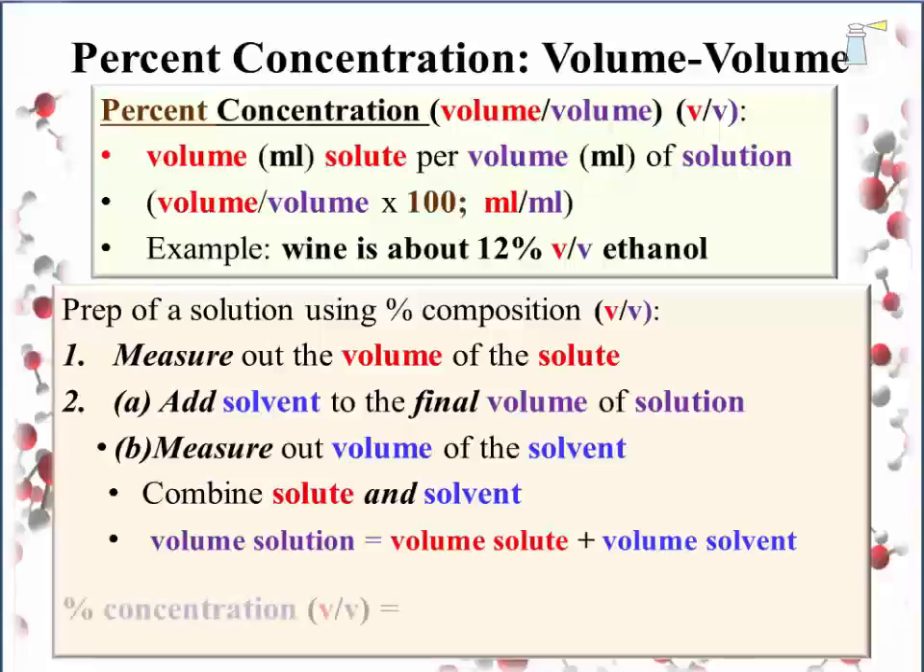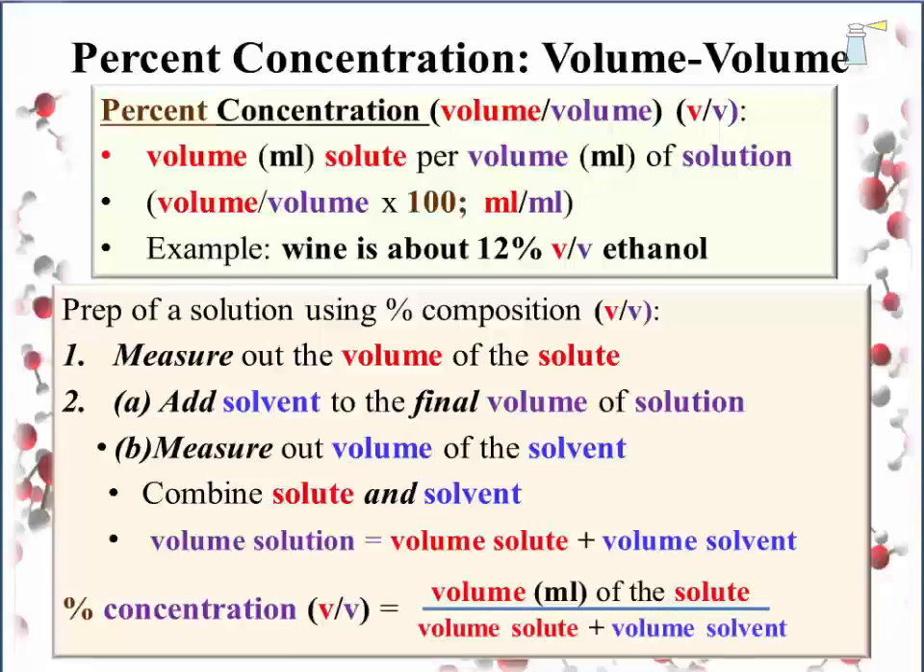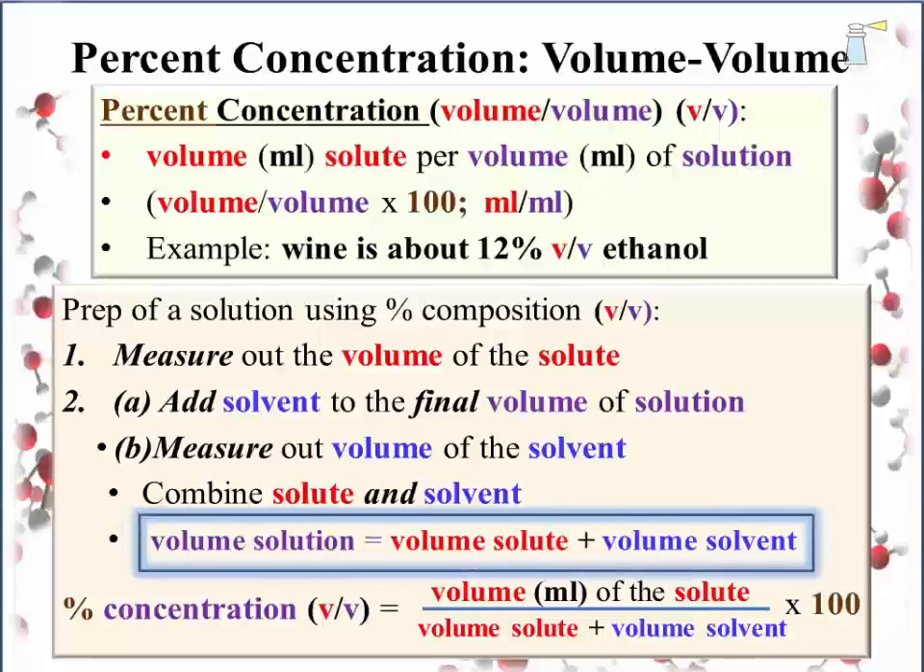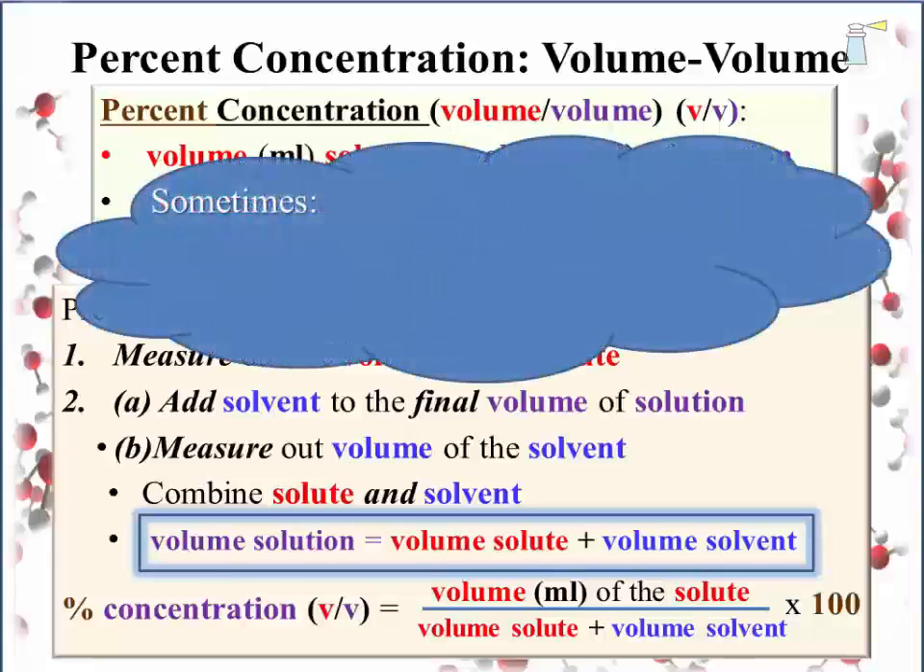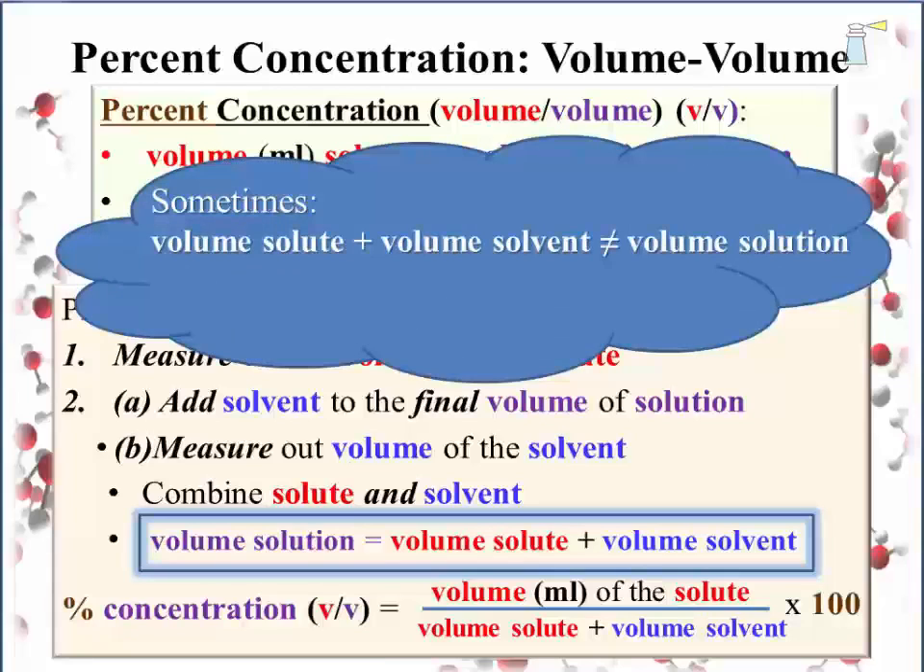The equation for percent concentration, volume to volume, has the volume of the solute over the sum of the volume of the solute and solvent. Multiplication by 100 follows. For more dilute solutions, the solution volume is the volume of the solute plus the volume of the solvent. Sometimes, and often with concentrated solutions, the sum of the volume of the solute plus the volume of the solvent does not equal the volume of the solution.